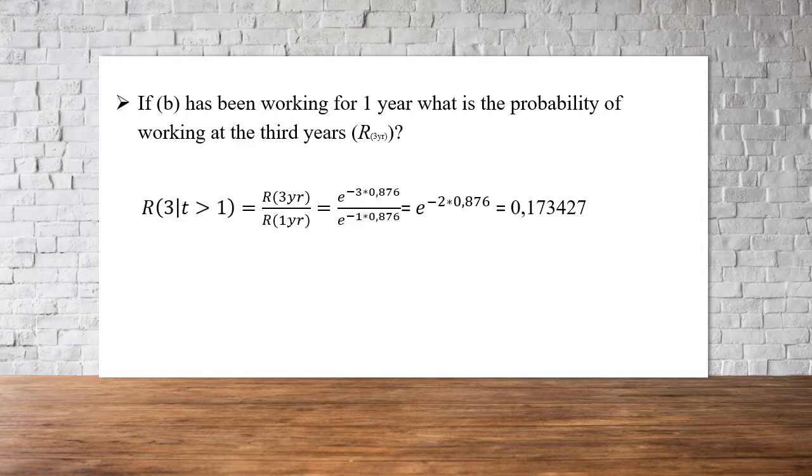This is the conditional probability that we use because we know that it has been working for 1 year, and the exponential distribution does not have any memory. So when it has been working for 1 year, if we want to know the probability of working until the 3rd year, we just need to calculate the reliability for 2 more years. So this is the number and the final result for the reliability of our system to be working at the 3rd year.